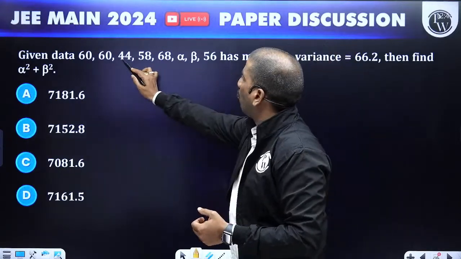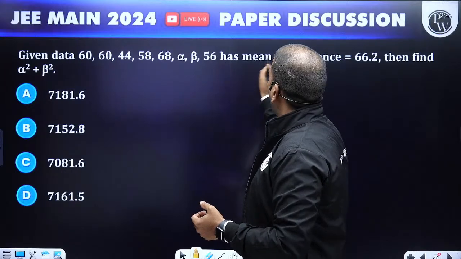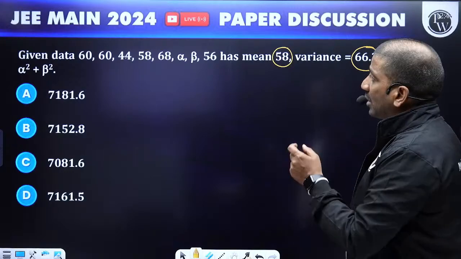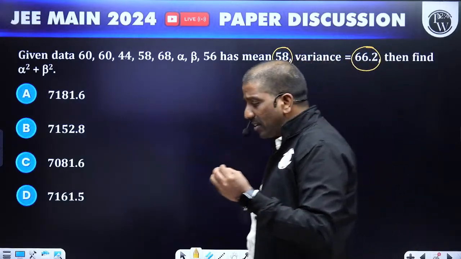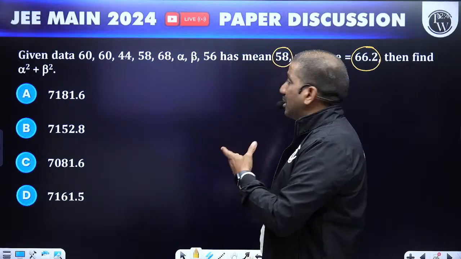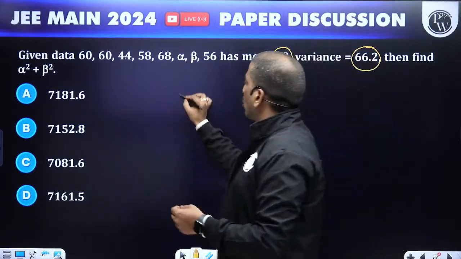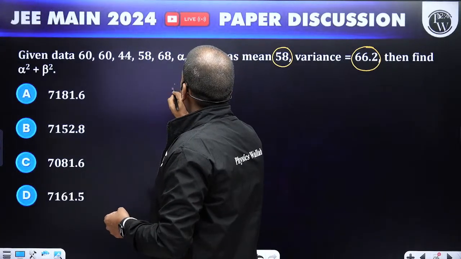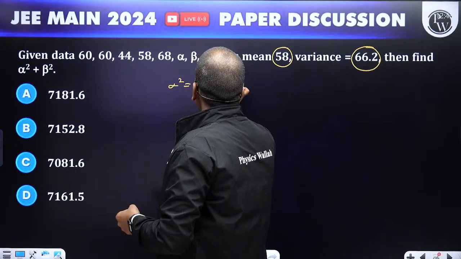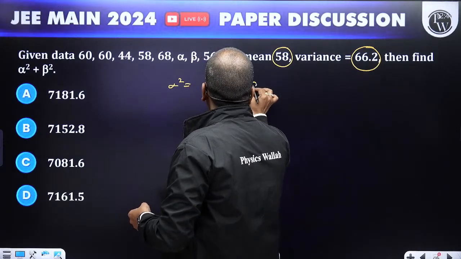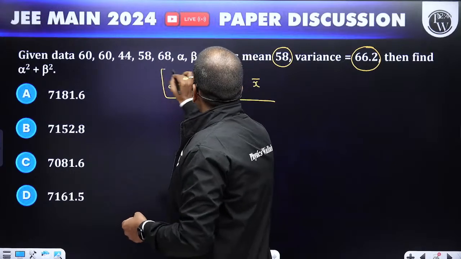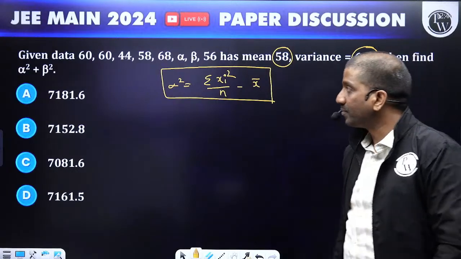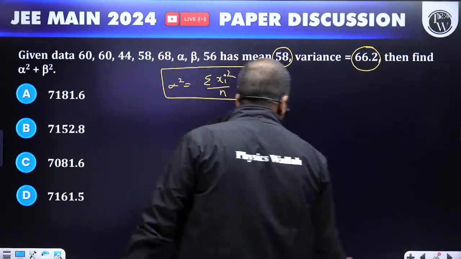So 3, 4, 5, 6, 7, 8 has mean 58, variance 66.2. Then find alpha square plus beta square. What is the most interesting formula in such cases? Mean and variance are given, right? So variance, or sigma square, is equal to sigma xi square by n minus x bar square. This is the most useful formula, right? So variance square is equal to, alpha is 5 by 3 by, yeah, 1 second.